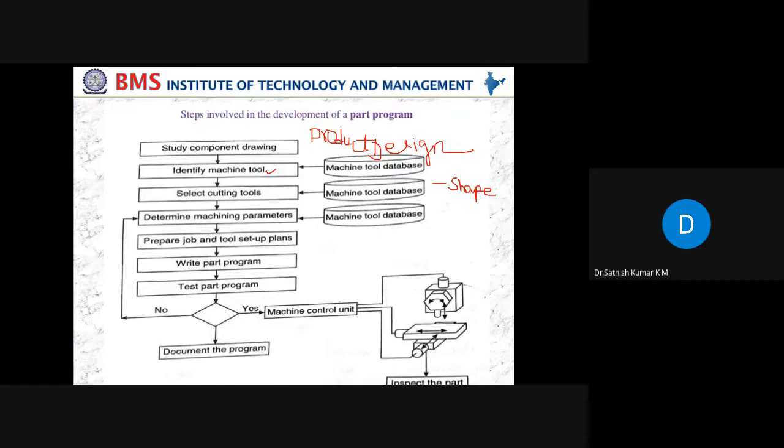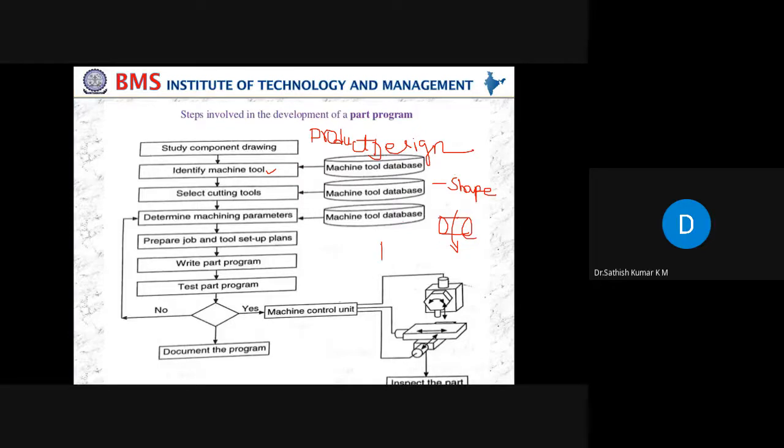Generally, after studying the component drawing, what you observe is one of two things. One is a cylindrical work part. In order to do the cylindrical work part, the type of machine tool that you are going to choose is the CNC turning machine.